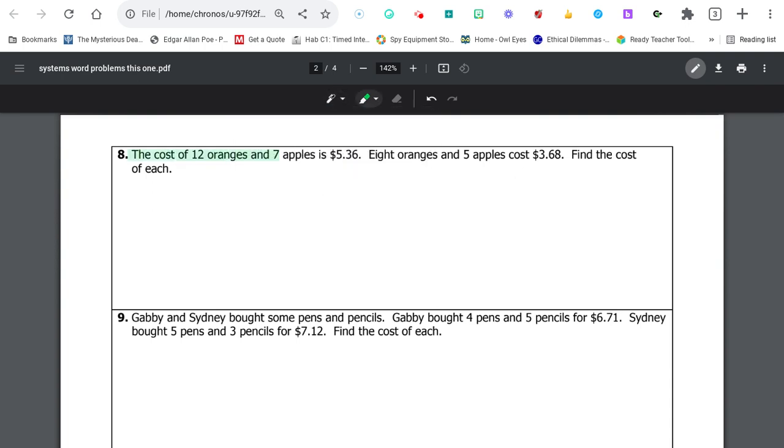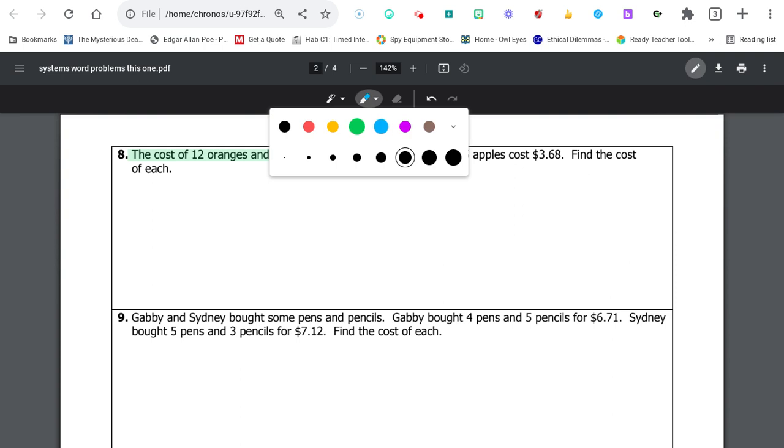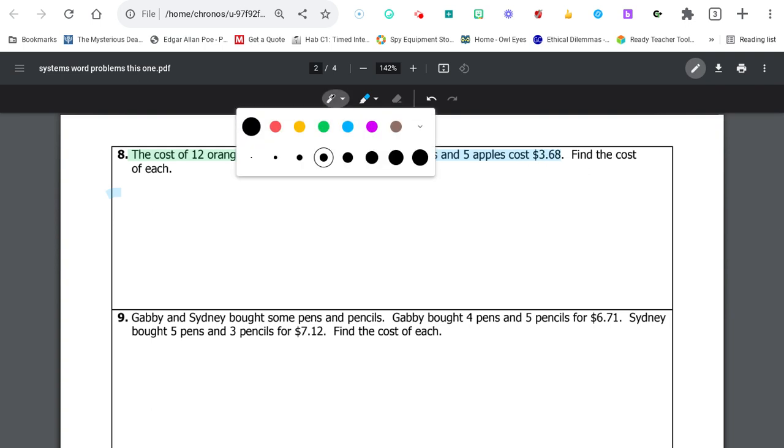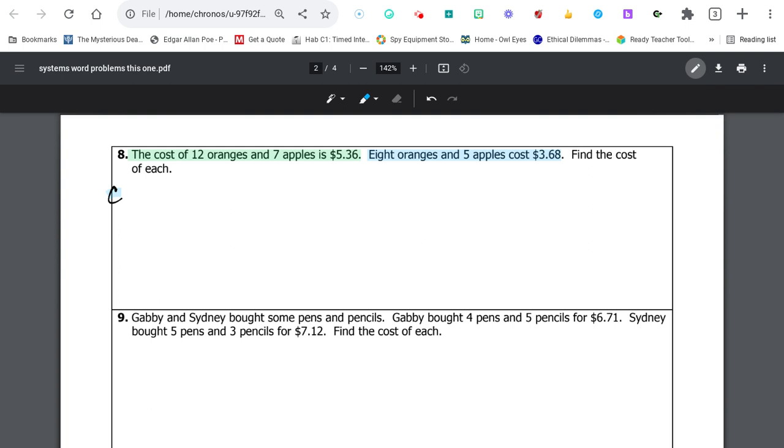All right, the cost of 12 oranges and 7 apples is $5.36. All right, so it goes on to say that 8 oranges and 5 apples cost $3.68. I want to find the cost of each. Okay, so I don't know the cost. Let's let X be the cost of the orange. And let's let Y be the cost of the apple.